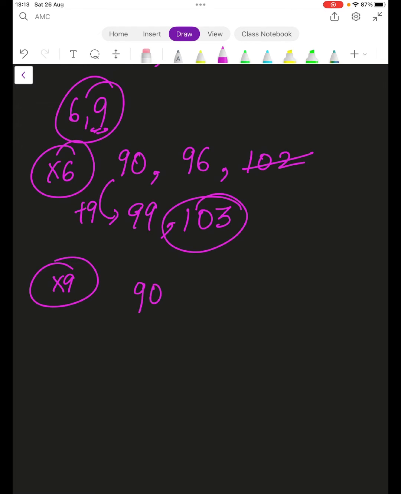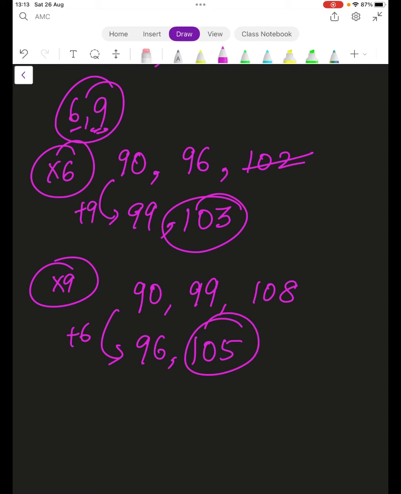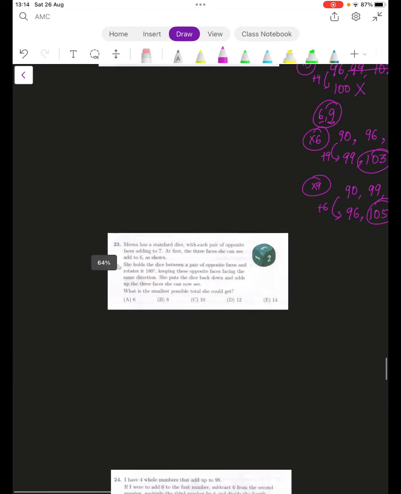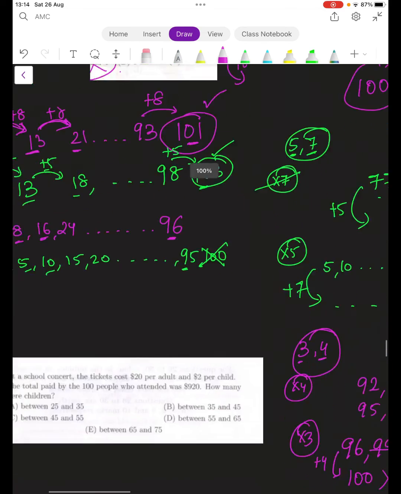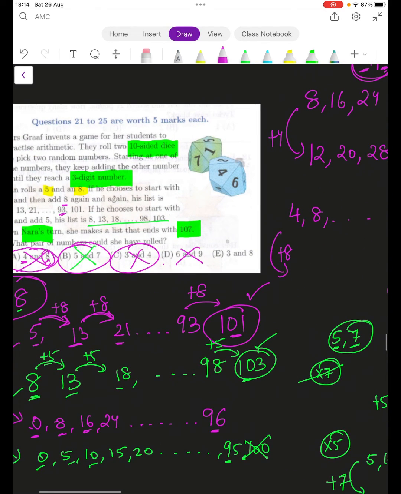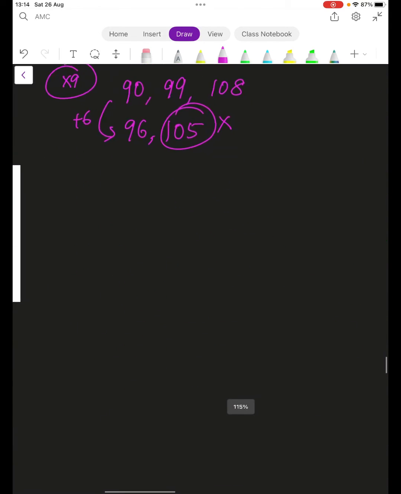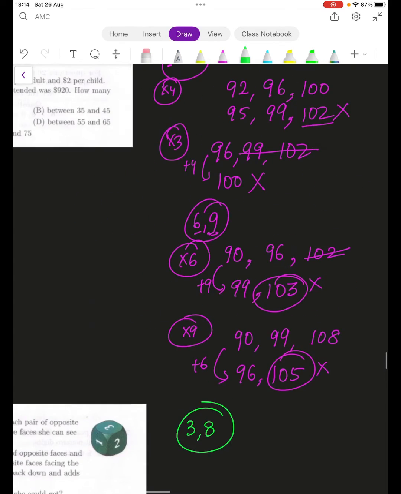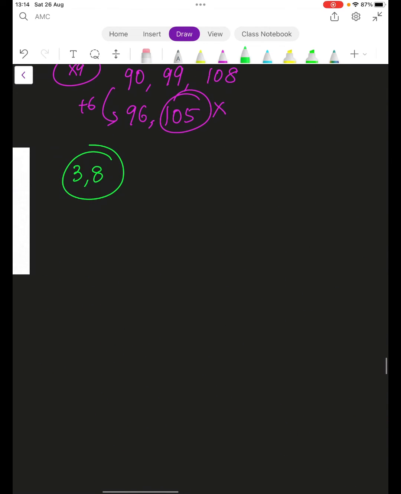Let's try counting in 9s. 90, 99, 108, and now adding 6 to each of these. 96, 105. The game stops at 105. This did not work as well. Now the only option left is 3 and 8, and let's try this. It should work, but let's prove that it works. 3 and 8. Let's see if it was the right one.